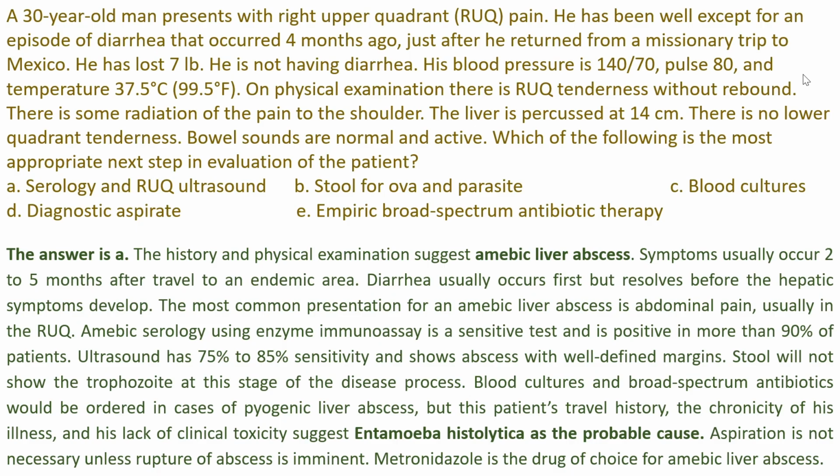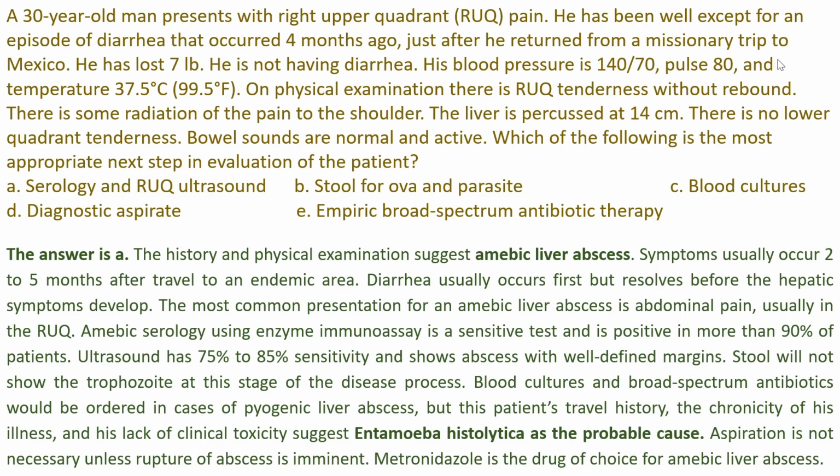Amoebic serology using enzyme immunoassay is a sensitive test and is positive in more than 90% of patients. Ultrasound has 75 to 85% sensitivity and shows abscess with well-defined margins. Stool will not show the trophozoite at this stage of the disease process.